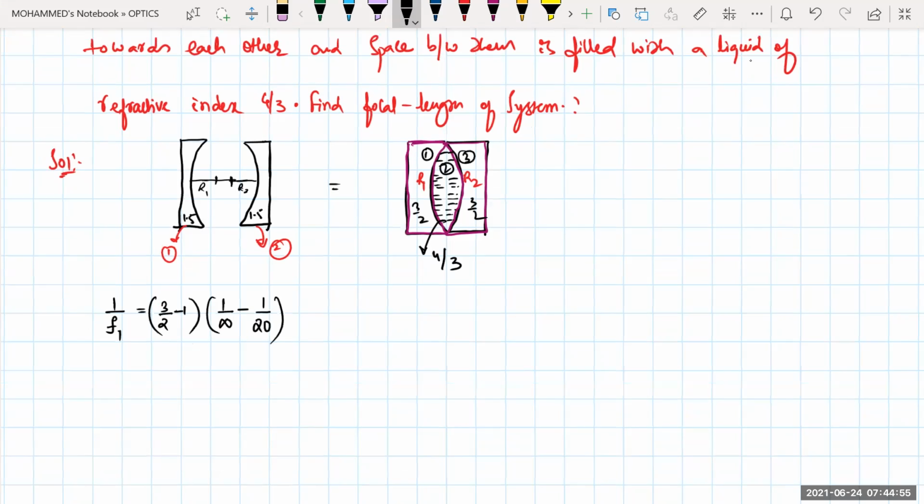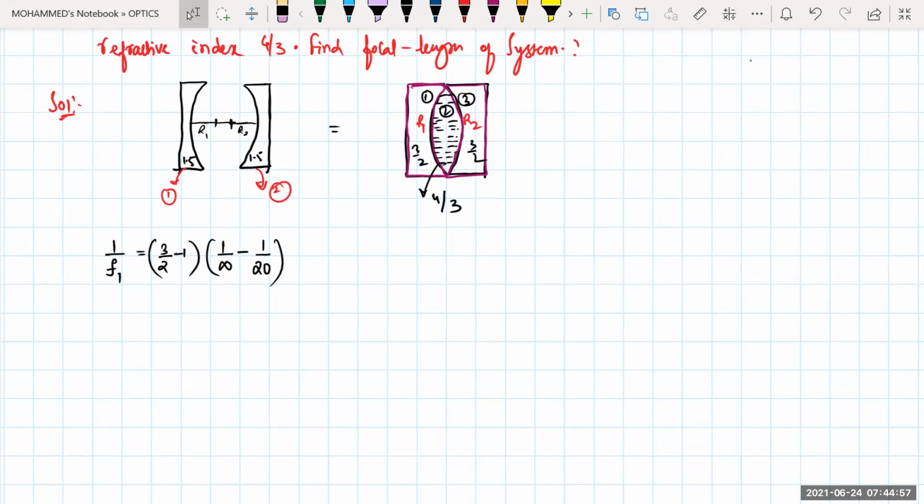Got it? Any doubt? 3 by 2 minus 1 is how much? 1 by 2. Then 1 by 2 into this becomes minus 1 by 20. That means this will become minus 1 by 40.